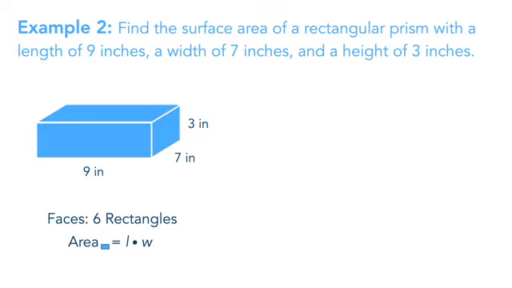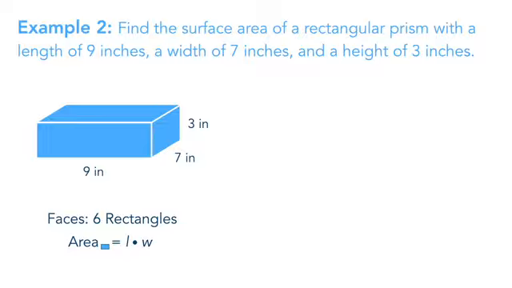Taking a look at our picture, we see that the rectangles on the top and the bottom of the prism are identical to one another, the rectangles on the left and right are identical, and the rectangles on the front and back are also identical. This simplifies our calculations because we can just solve for the areas of 3 rectangles and then use each number twice when finding the surface area.